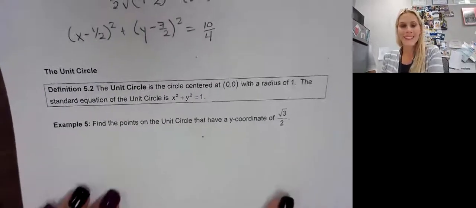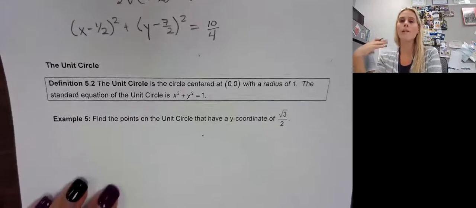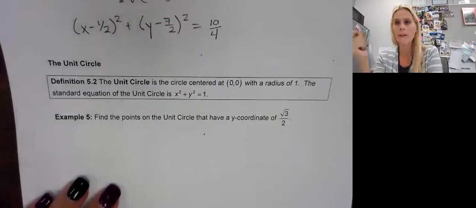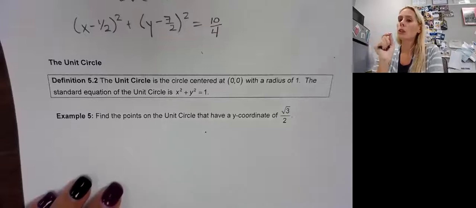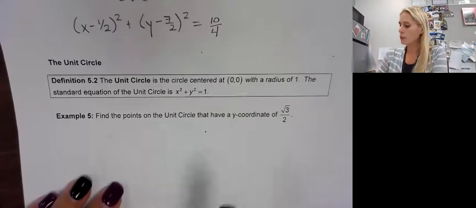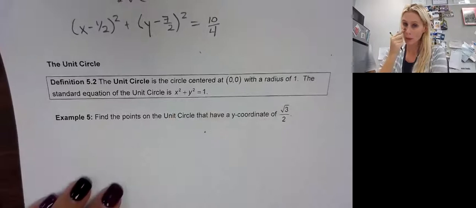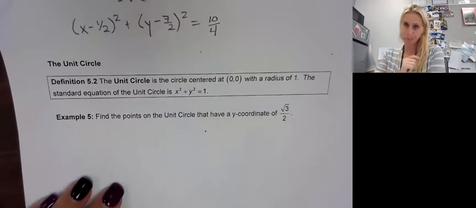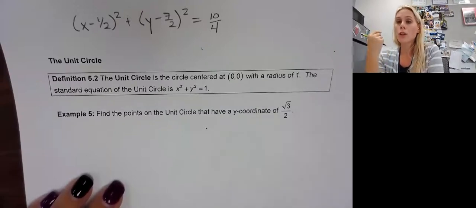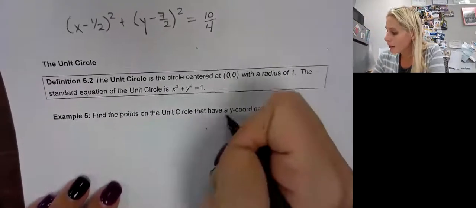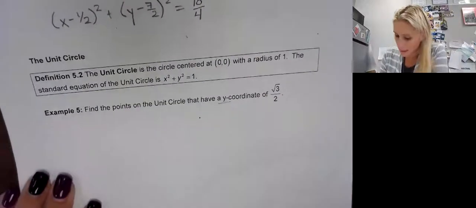Okay, last question. The unit circle. Many of you might recognize this from trigonometry, right? We did the unit circle in secondary 3. So with the unit circle, the center is 0, 0, and the radius is 1. So that's why we get the equation x squared plus y squared equals 1. So if we want to find the points on the unit circle that have the y coordinate of square root of 3 over 2, what we have to do is plug this in for y and solve. So let's do that right now.